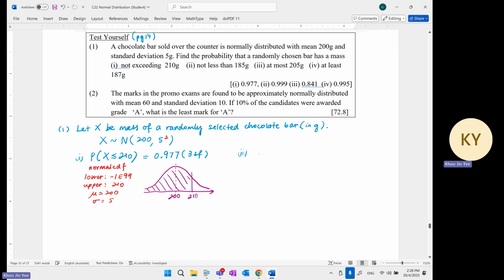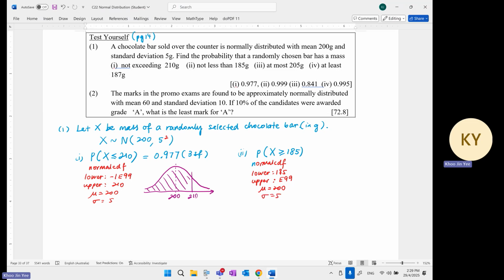Okay, part 2. We want to look for the probability where X is not less than 185. Same thing for this one. We can evaluate the probability. So normal CDF, the lower value is 185. Don't have to write all these things, you just need to key in. Upper is E99. The mu is 200. The standard deviation is 5, right?